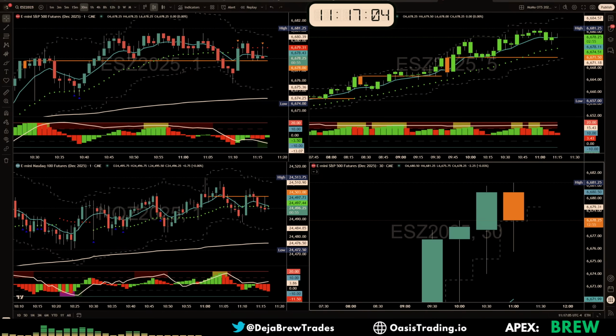Basically just waiting to see if this 5-minute trend wants to come to an end. You do have a weak high. You don't really have a lower high yet. Thirty-minute lows are still being protected as well.